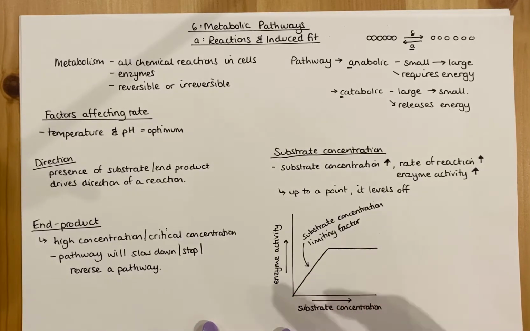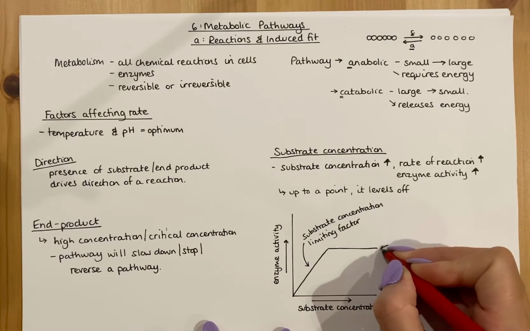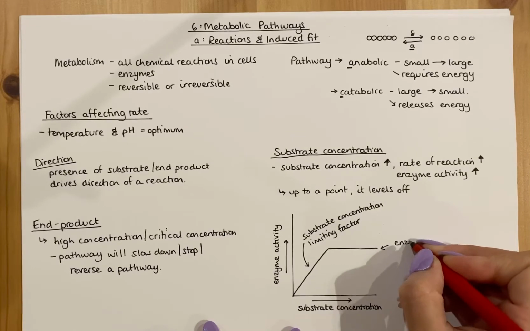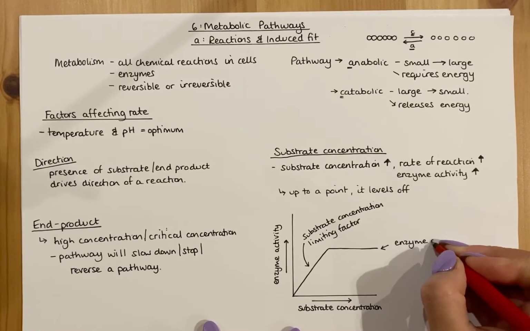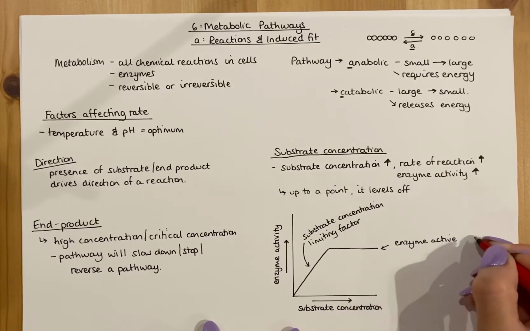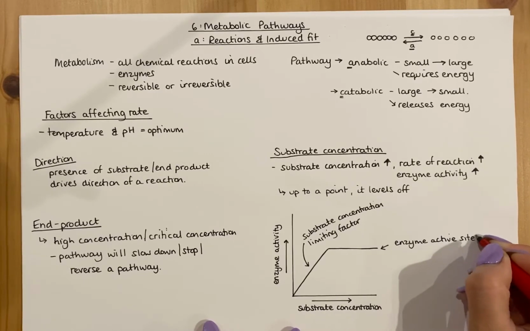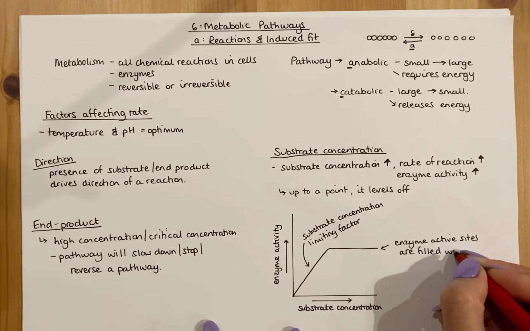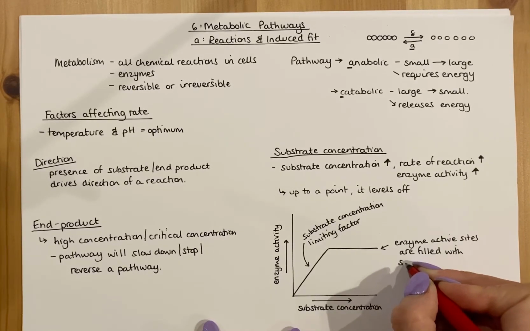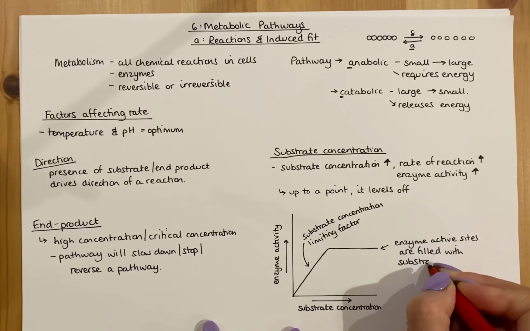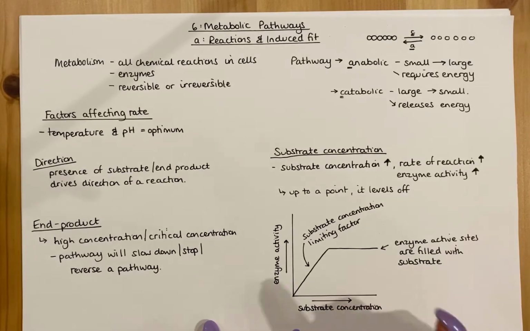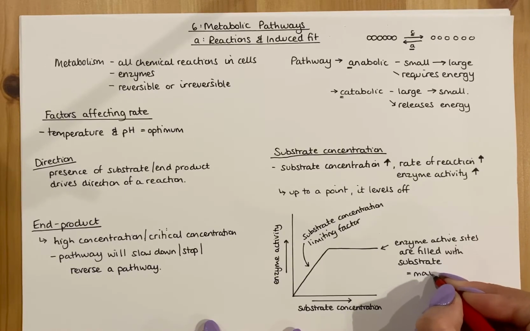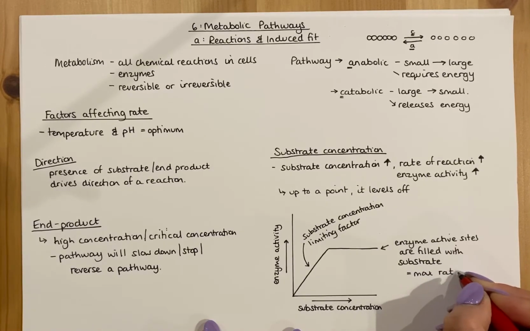Now at this point it levels off because essentially all the enzyme's active sites are filled. And they are filled with the thing they work on, which is the substrate. So if they're all filled with substrate, that means that they're working at their fastest rate. And that rate will just stay as it is. So that's their maximum activity, or their maximum rate.